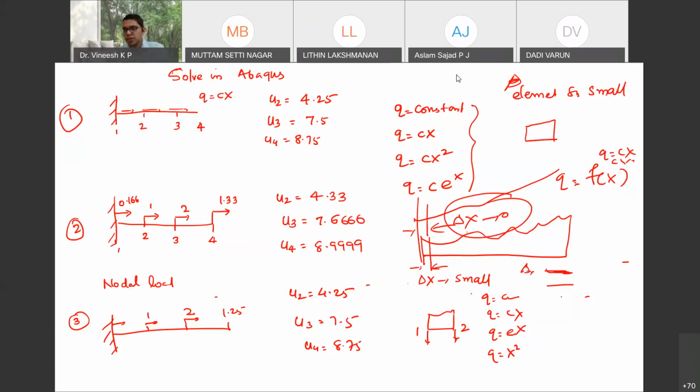Or if something is not clear, you can tell. Okay, I hope nobody has any doubt. And if we take constant load, then also there will be variation in Abaqus? If you take a constant load, there will be none. You will get the exact solution, which you can check. So you will not have variation if Q is equal to constant.